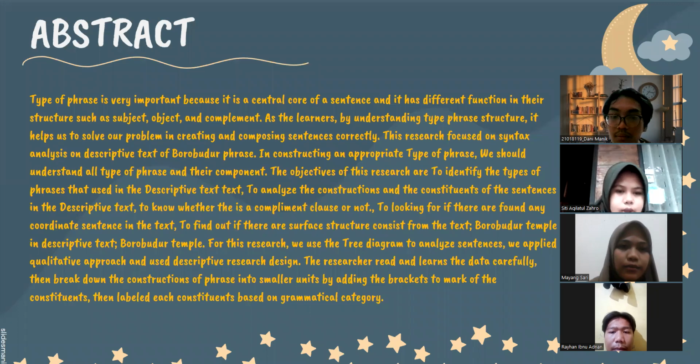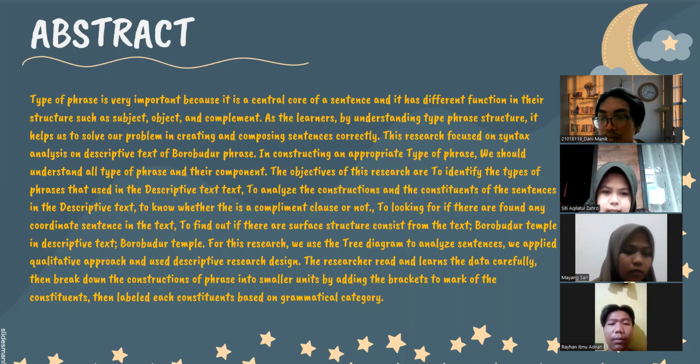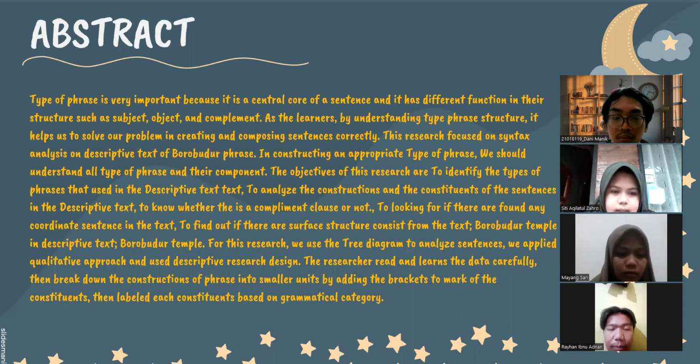For this research, we use the tree diagram to analyze the sentences, and we also apply a qualitative approach and use a descriptive research design. The researchers read and studied the data carefully, then broke down the construction of phrases into smaller units by adding brackets to mark the constituents. Then we labeled each constituent based on grammatical category.